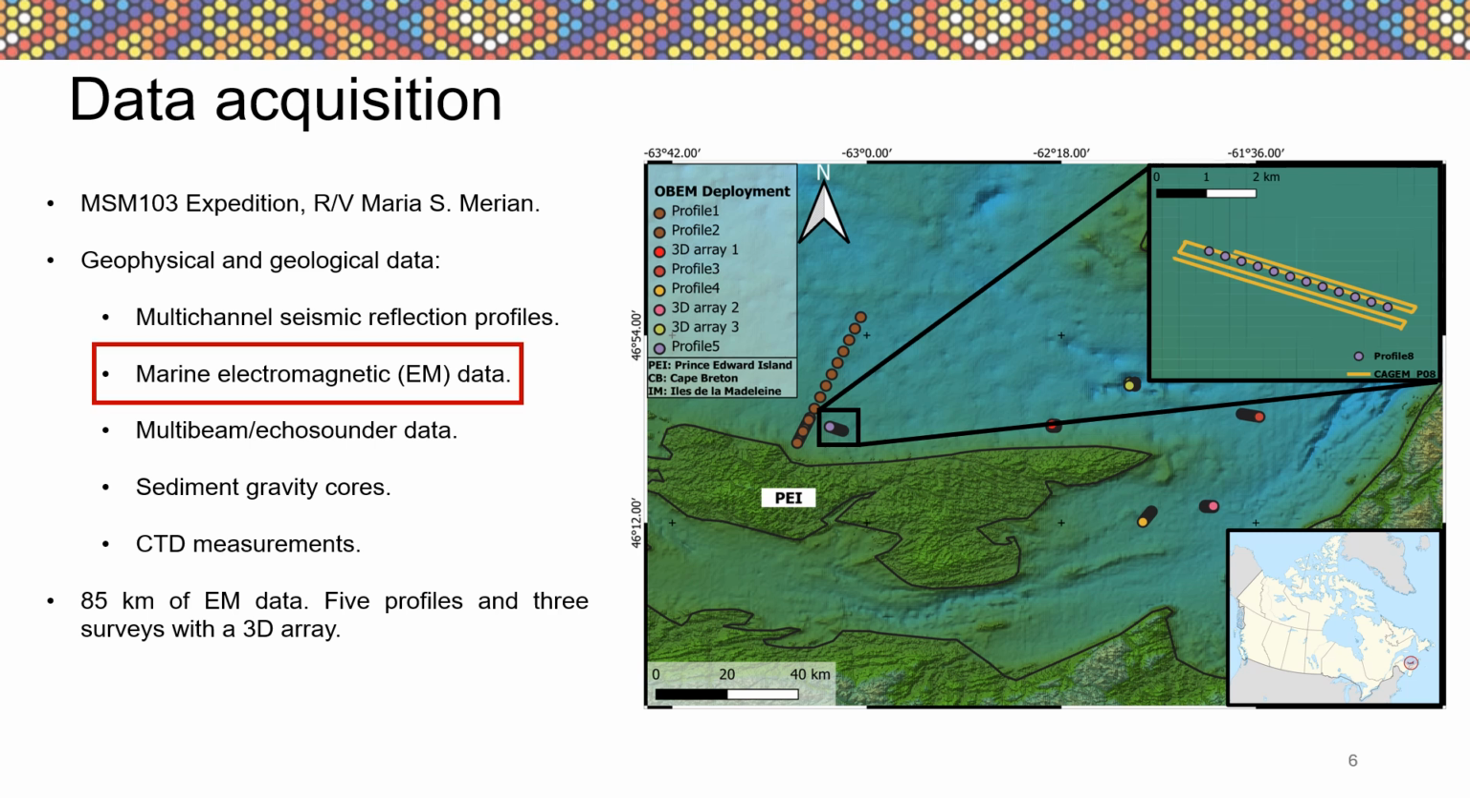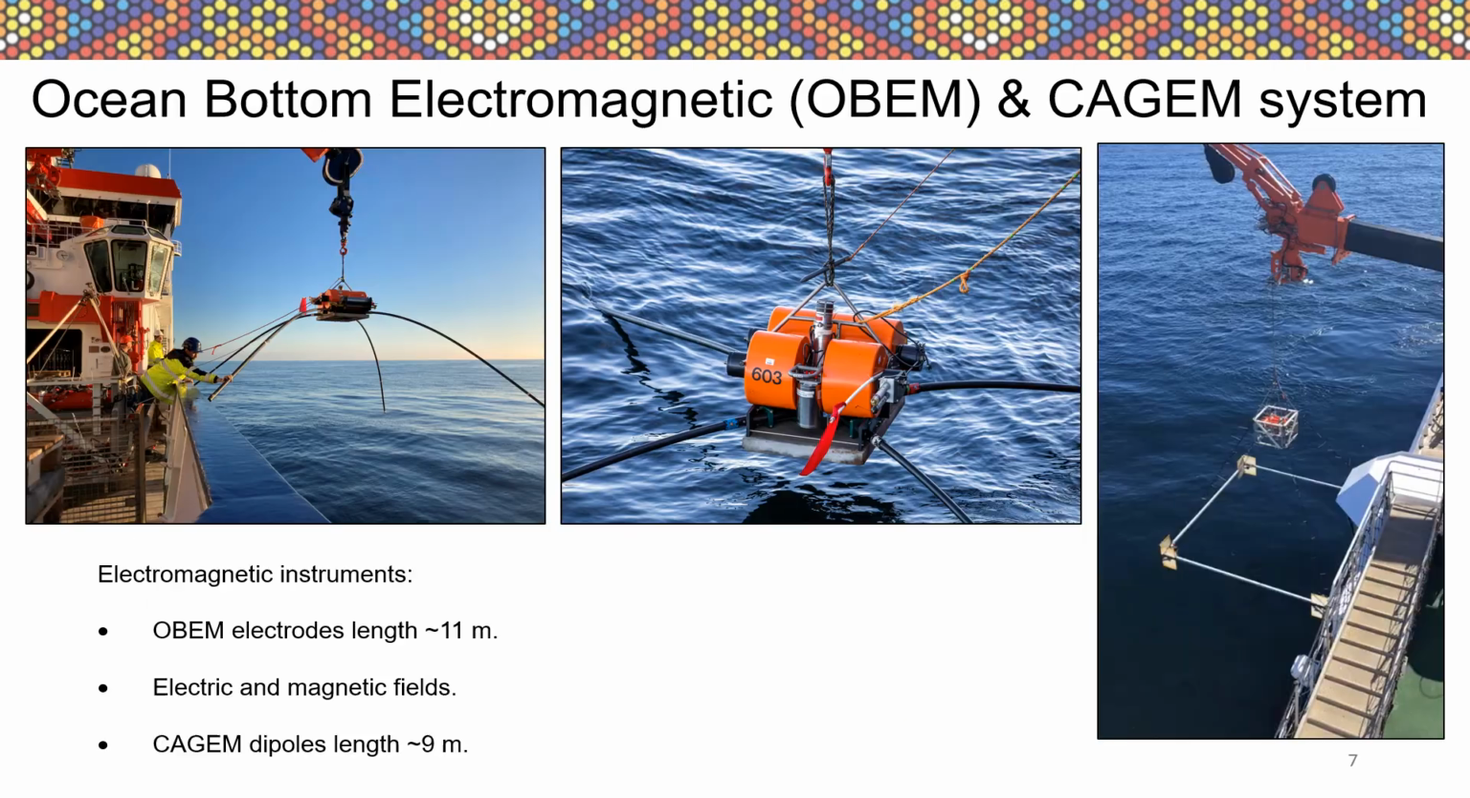In total, we acquired 85 kilometers of EM data in the Gulf, as you can see in this figure, and here you can see a zoom of one of the profiles on the north of PEI. The yellow line shows the transmitter's path, and the 12 purple dots represent the ocean bottom electromagnetic receivers, or OBEMs.